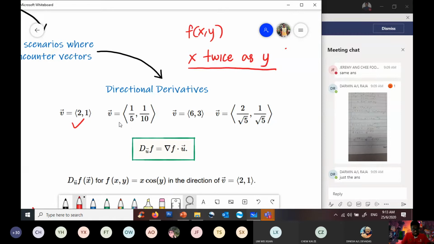However, this vector is also describing my condition. 1 over 5 is 2 times 1 over 10. And (6, 3) is also describing my condition. My x is twice as y. This is also describing my condition. Although it might look a bit complicated because I have a square root, this times 2 is this. So that is to say there are infinitely many vectors that can describe the condition that I want here.